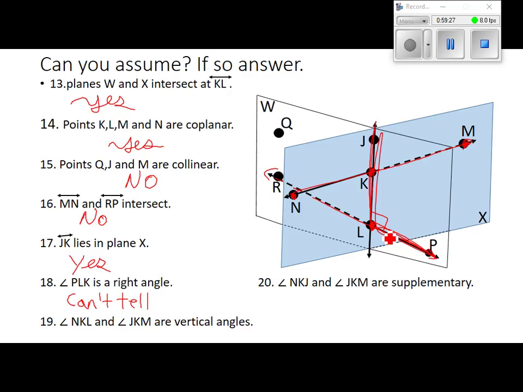Angle NKL and angle JKM are vertical angles. JKM is right here. NKL is right here. Are they vertical angles? You have to be careful with that, because can you really have vertical angles when you're doing a three-dimensional picture like that? Yeah, but not something we can talk about, so I'm going to put can't tell on that one for sure either. Gotta be careful with vertical angles.